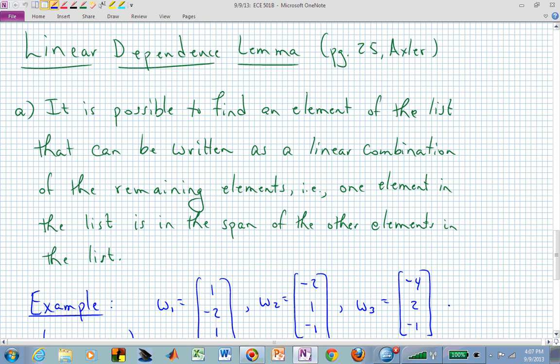We had a couple of things we wanted to comment on with respect to the linear dependence lemma. The first one, comment A, is that when you have a set of linearly dependent vectors, it is possible to find an element of the list that can be written as a linear combination of the remaining elements. That's if you have a linearly dependent list. That is, one element in the list is in the span of the other elements in the list.